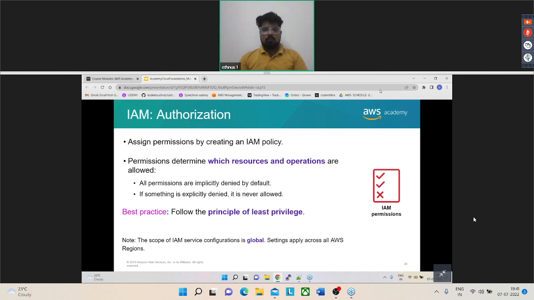Okay. So all permissions are implicitly denied by default. I've told you, whenever I have created a new IAM user, by default everything is implicitly denied. So let me give you an example. By default everything is denied. He or she cannot use anything inside the AWS platform. Second thing, if something is explicitly denied, it is never allowed.